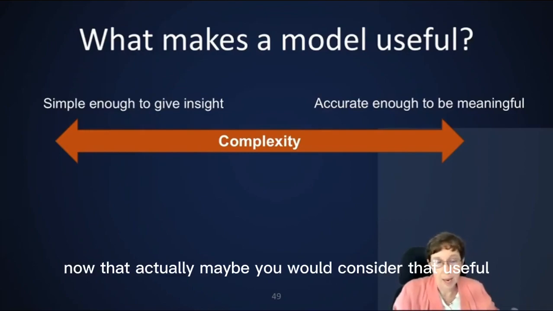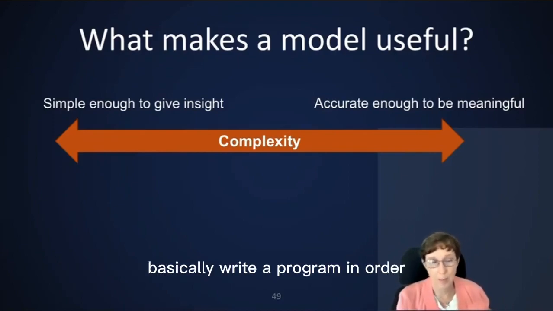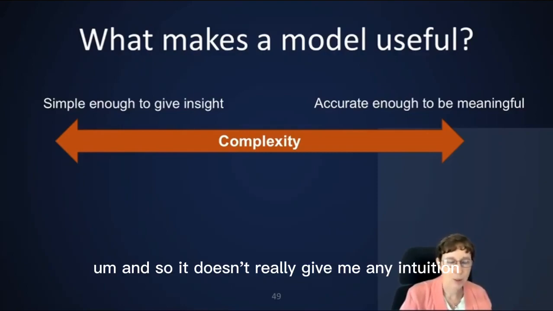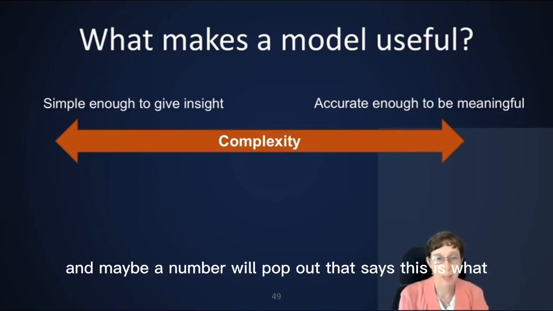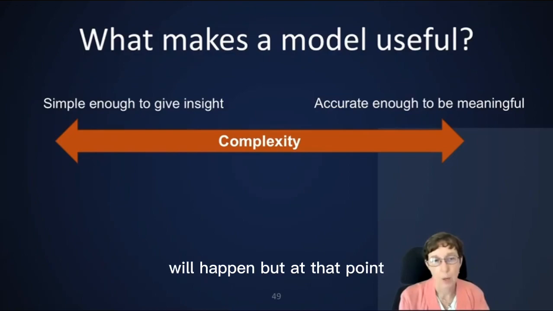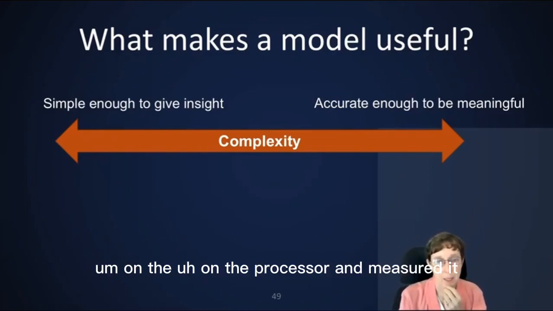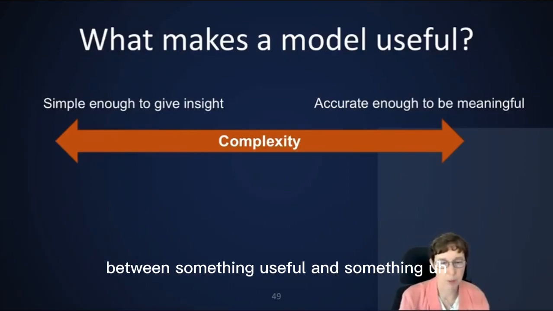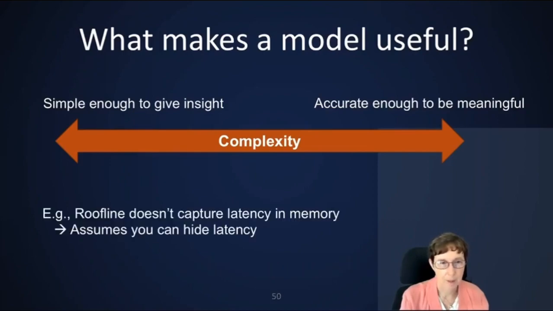Now maybe you would consider that useful. It tends to not be useful because I have to basically write a program in order to evaluate those 20 pages of equations. And so it doesn't really give me any intuition. Sometimes I can plug in some numbers and maybe a number will pop out that says this is what will happen. But at that point, maybe I should have just written the application on the processor and measured it. So we want this balance between something useful, something detailed, and something simple.